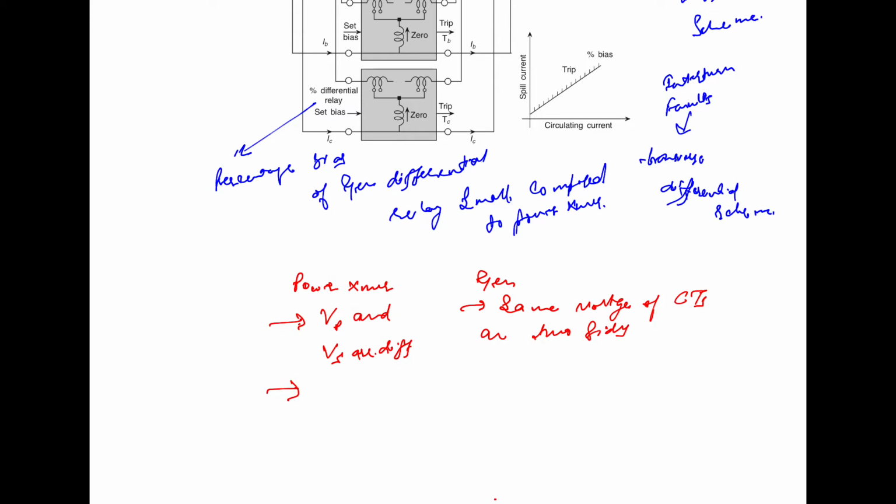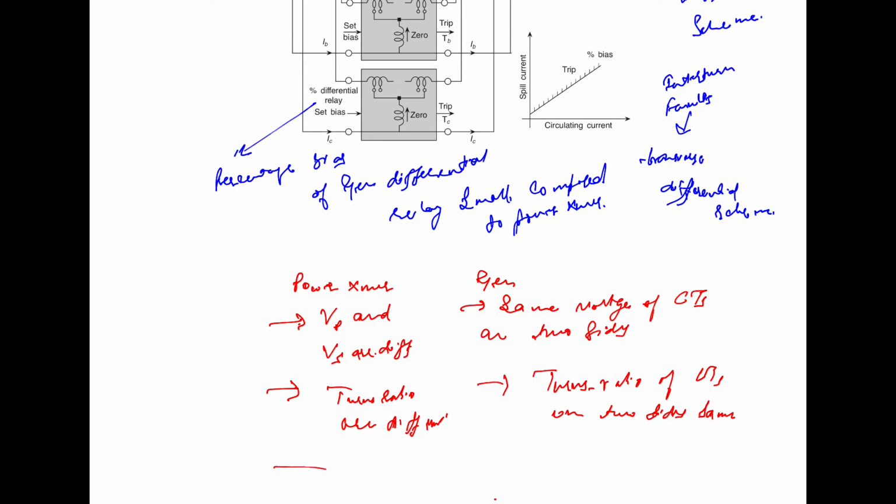Second, turns ratios are different in the transformer due to the ratio of transformation, whereas in the generator the turns ratio of the CTs on the two sides is the same. Third, a tap changer may be present in the transformer, and no tap changer is there in the generator.